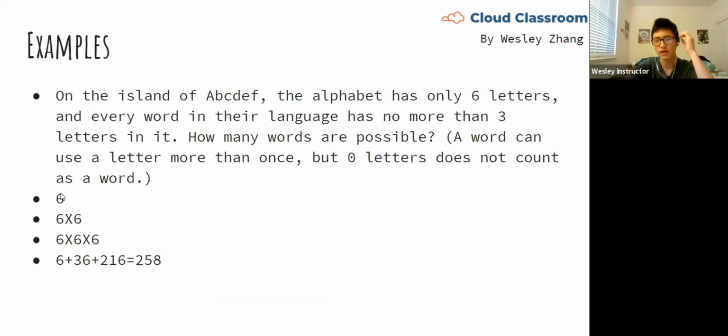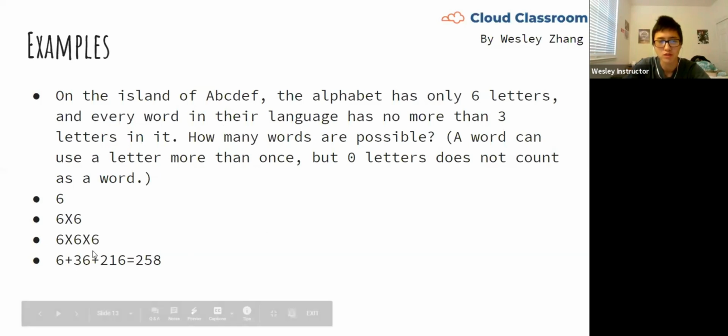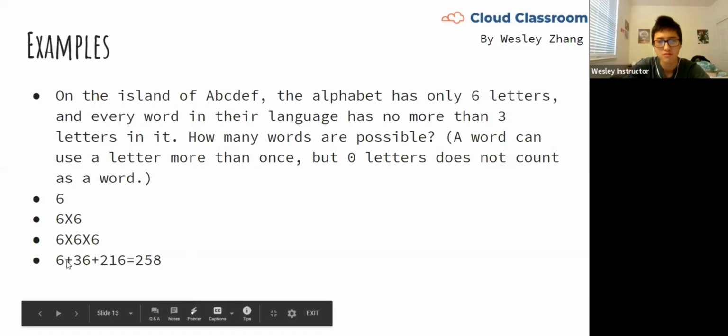So let's look at the 1-letter words first. So I have 6 possibilities because I only have 6 letters, and each word can only be 1 letter long. And now let's look at 2. I have 6 options for the first letter and 6 options again for the second letter. I multiply those and have 36. And the same thing for the third. For 3-letter words, I have 216 options. So I add these up. 6 plus 36 plus 216 equals 258.